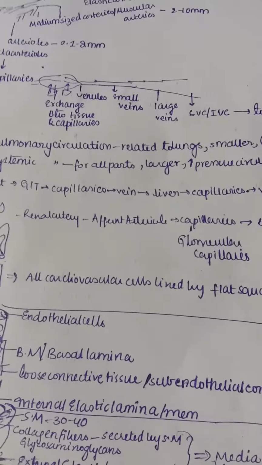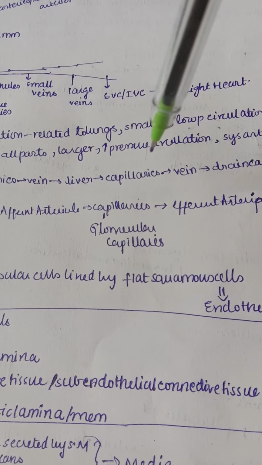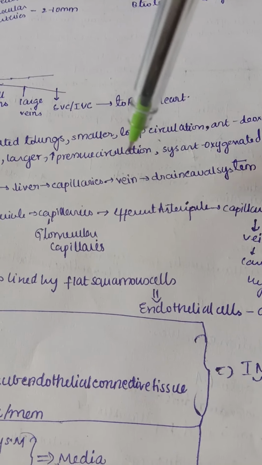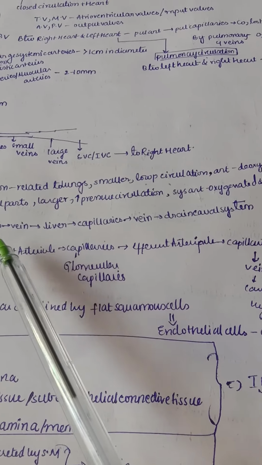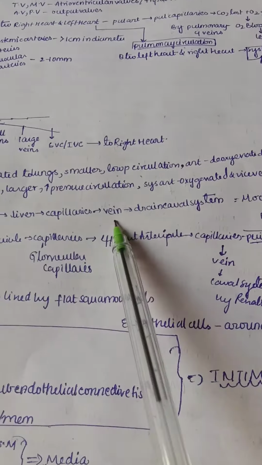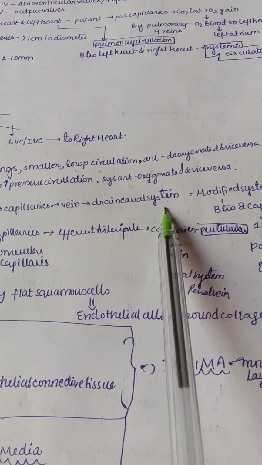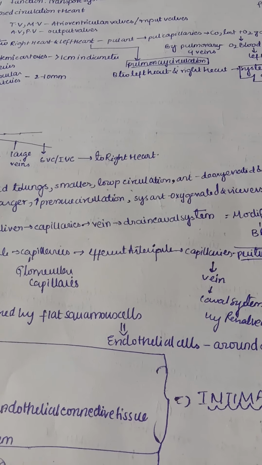But here what happens is the vein is going to the liver, and after going to the liver it again turns into capillaries, and again the capillaries into vein, and the vein drains into the caval system. So it is like two times the capillaries are forming between veins. This finally drains into the caval system, that is our inferior vena cava or superior vena cava. In this case it drains into the inferior vena cava.